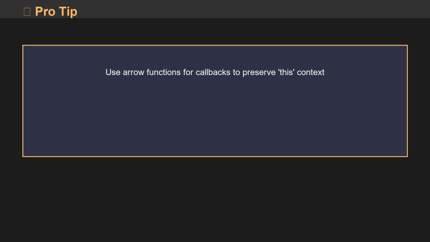Here's a pro tip that will save you from many headaches. When writing callbacks, especially for event handlers or timers, use arrow functions. This ensures that this maintains the correct context from the surrounding scope.